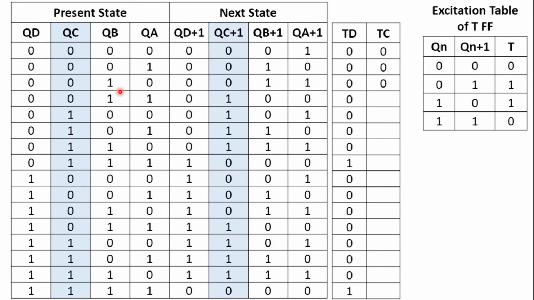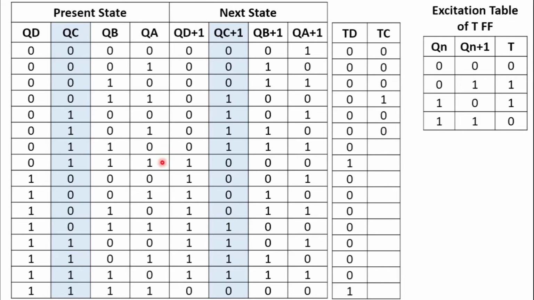Same is the case with the next row. In the fourth row, 0 is transformed into 1. So definitely there is a change. So 0 to 1, the value of T should be 1. Hence TC is 1. In the next row, 1 is converted into 1. So 0 is the value of TC. Again 1 is converted to 1.